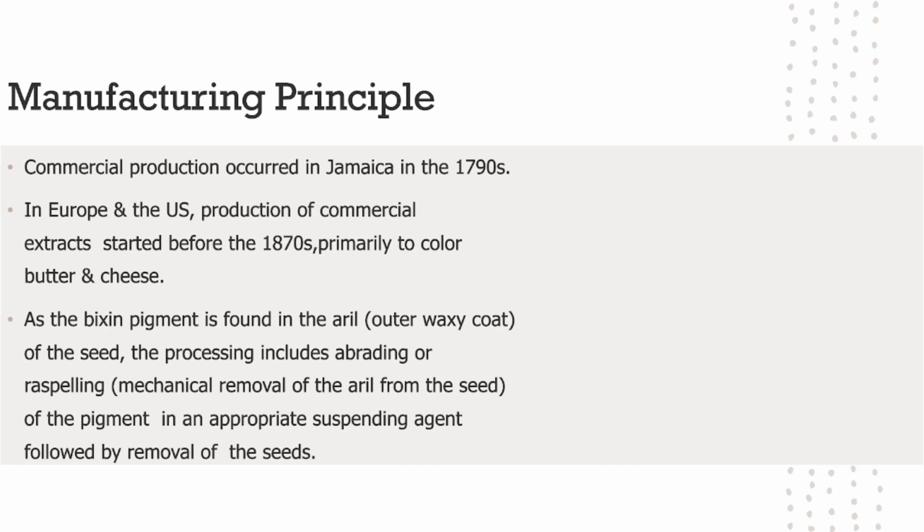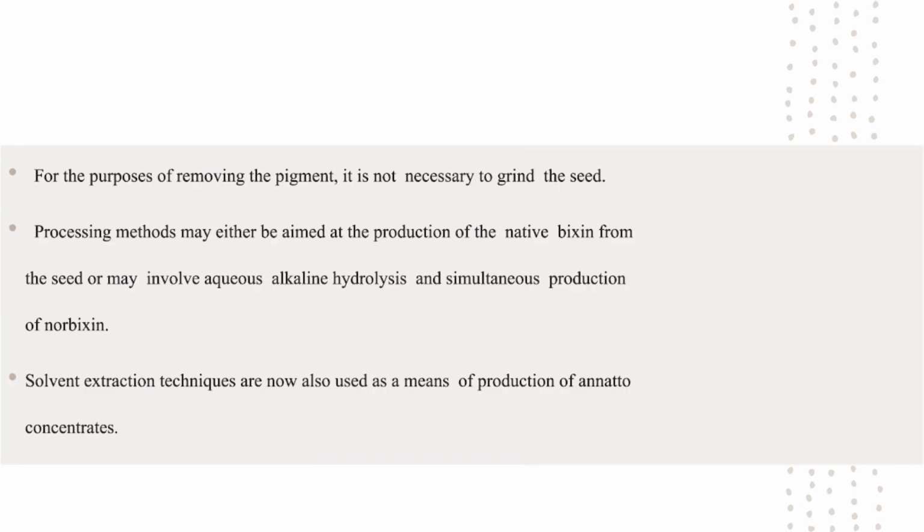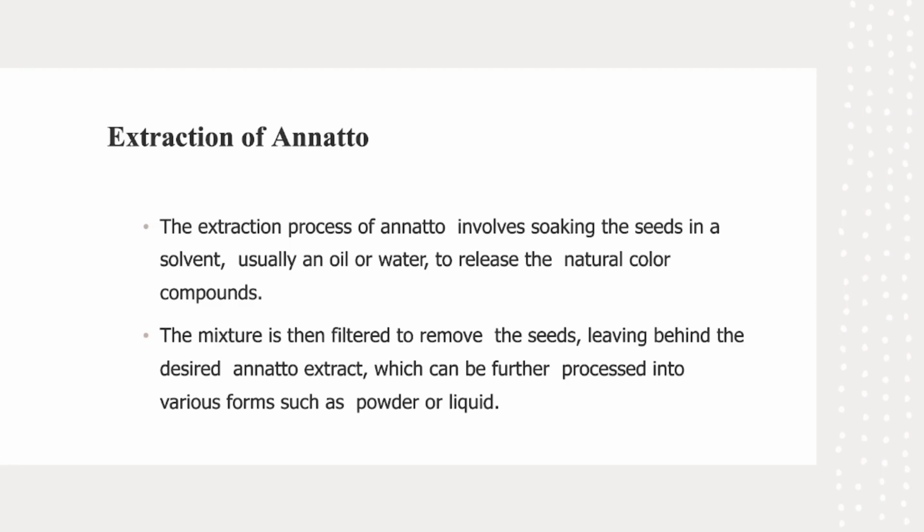It is done in an appropriate suspending agent, followed by removal of the seeds. We will see various suspending agents in later slides. For the purpose of removing the pigment, it is not necessary to grind the seed. Processing methods may either be aimed at the production of native bixine from the seed, or may involve aqueous alkaline hydrolysis and simultaneous production of norbixine. Solvent extraction techniques are now also used as a means of production of annatto concentrates.